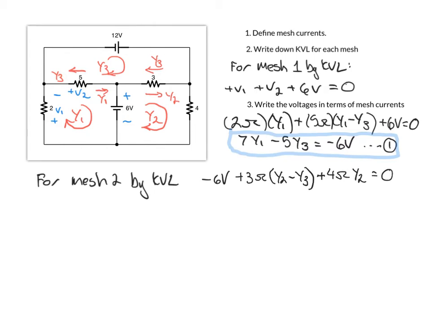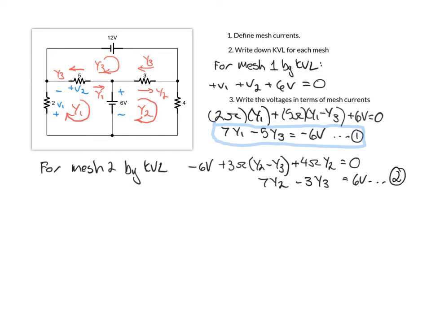and that all is equal to 0. If we gather like terms and write the known quantities on the right-hand side of the equation, we get 7Y2 minus 3Y3 equals 6 volts. And that's the second equation we need to solve for all the mesh currents. Now we're going to write down Kirchhoff's voltage law for mesh 3.